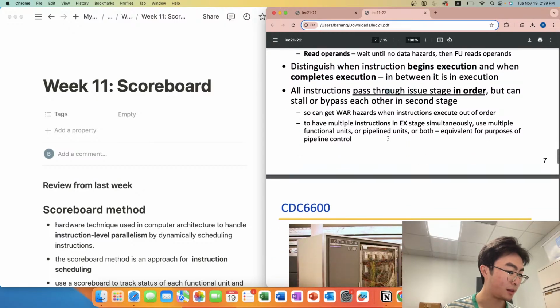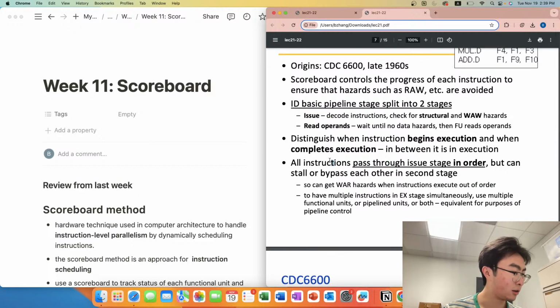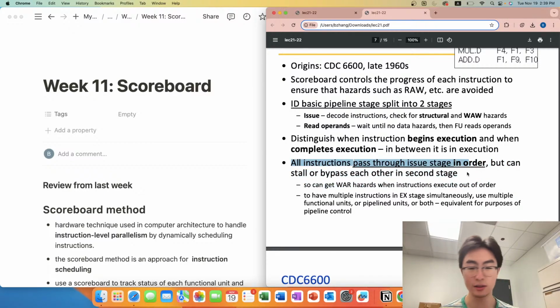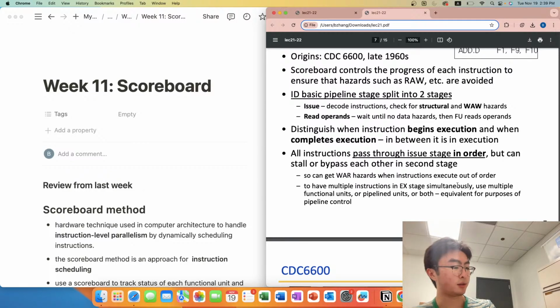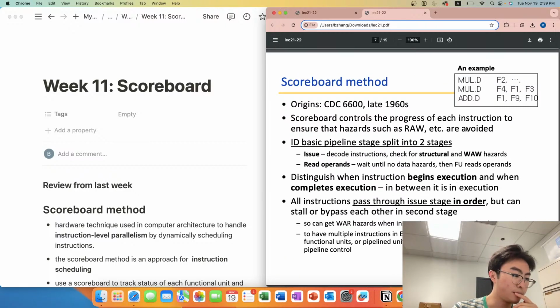Okay, that's a mouthful. All instructions pass through the issue stage in order, but can stall or bypass each other in the second stage. Okay, so this is very important. I guess this is what it means, that they complete out of order, but they start in order, in order to prevent any of these control or data dependencies. So we get the write after read hazard when instructions execute out of order. Okay. Yeah, so this is the write after read hazard.